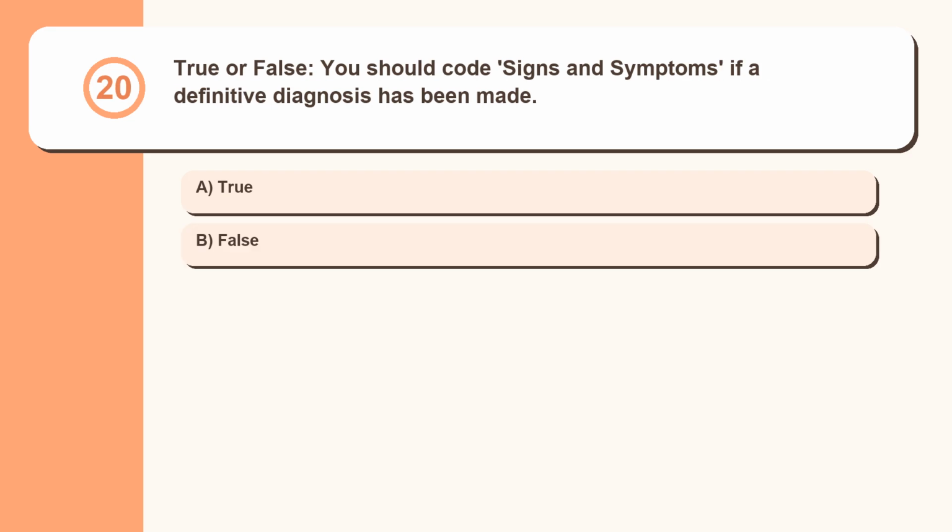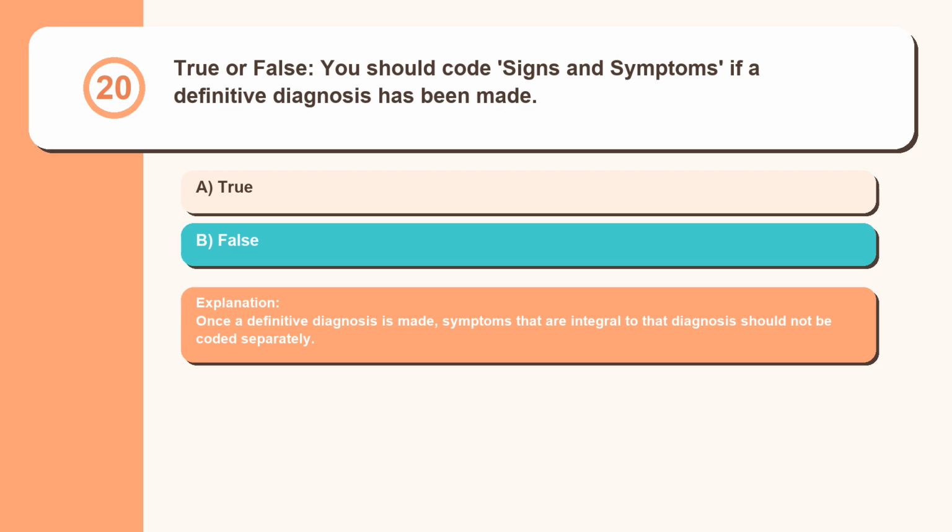Question 20. True or false, you should code signs and symptoms if a definitive diagnosis has been made. True. False. Once a definitive diagnosis is made, symptoms that are integral to that diagnosis should not be coded separately.